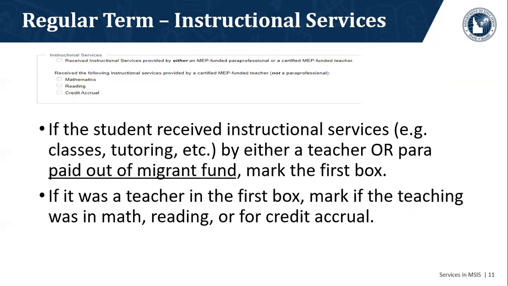If the student received the instructional services, and that could be classes or tutoring or after school tutoring by either a teacher or a parapro paid out of migrant funds, you'll need to mark the first box. So that's teacher or para paid out of migrant funds. If the person in that first box was also a certified teacher, then you would mark if they were teaching math, reading, or credit accrual.